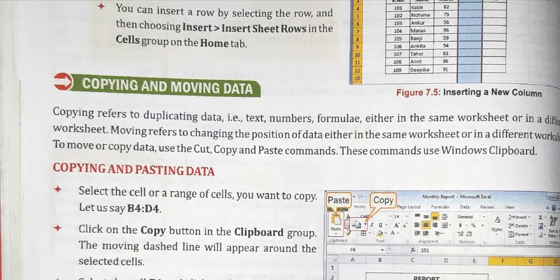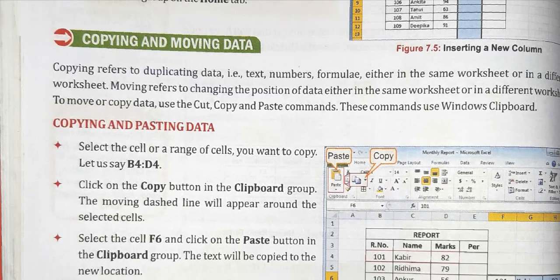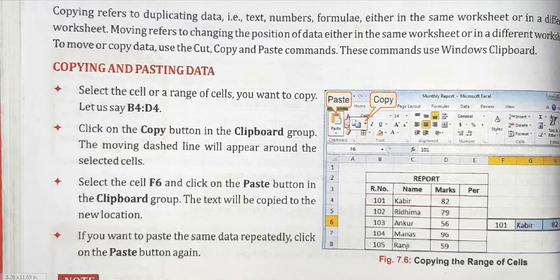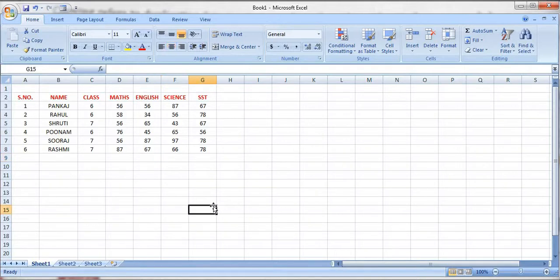Now copying and moving data. Let me tell you this. So how to copy and how to move data. Suppose I want this maths to be in the last, so I will select this column. Column means I will select this data.